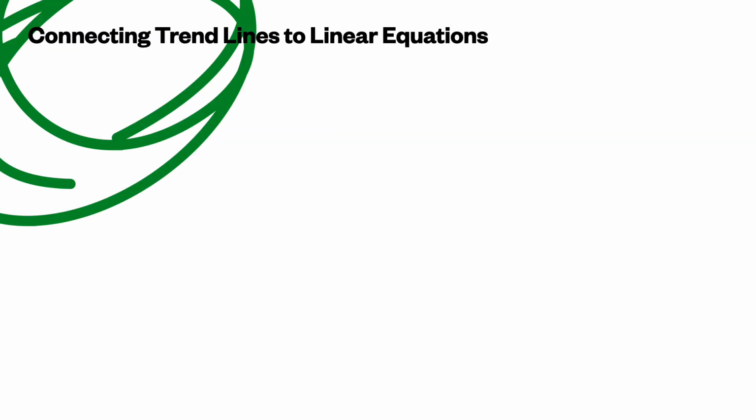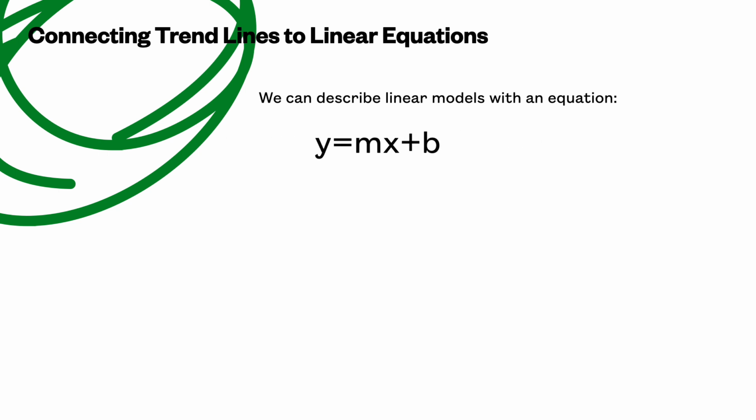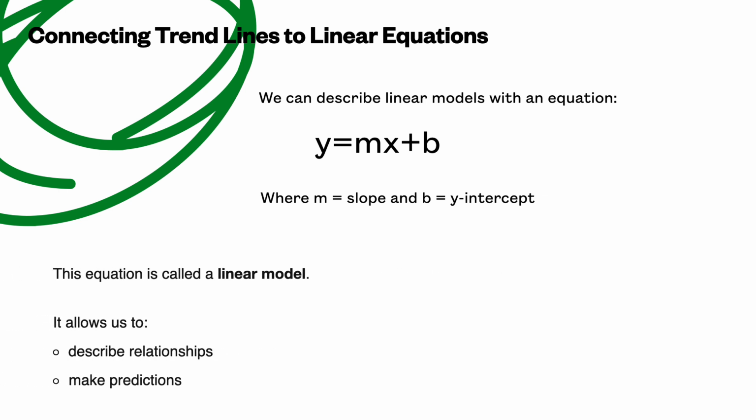In the previous lesson, we drew trend lines to model scatter plots, and what we're going to learn how to do now is to describe these trend lines using an equation. And we've already talked earlier about what that equation is, and it's a very familiar equation to us, slope-intercept form. And slope-intercept form is y equals mx plus b, where m is our slope and b is our y-intercept. And this equation is called a linear model.